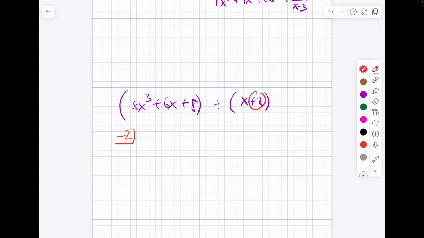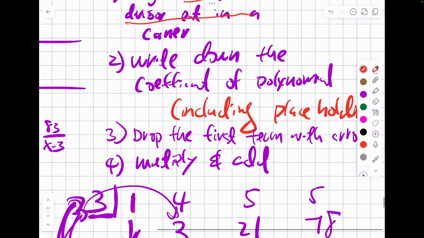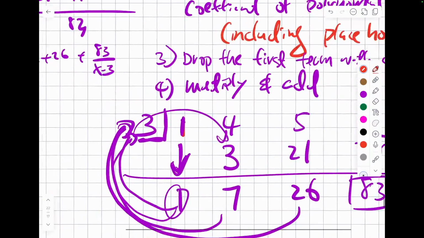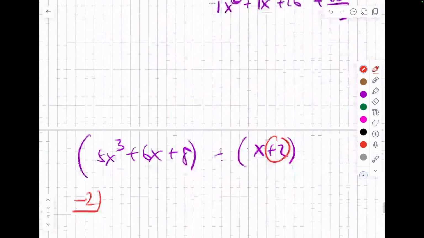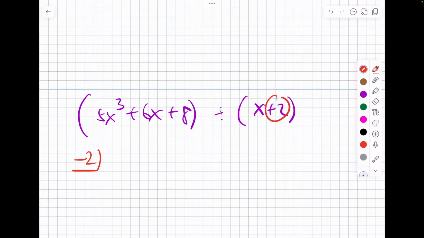What's the second step? Write down the polynomial. It says write down the coefficients of the polynomial. So this is the polynomial: 5, 0, 6, and 8. But including the placeholder though. You have to hold something in place.